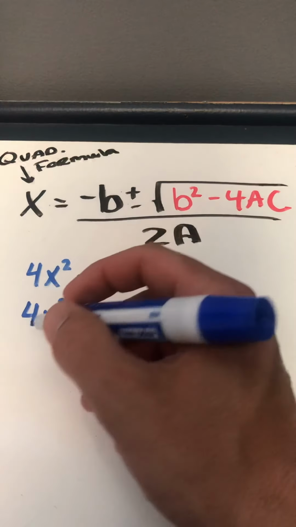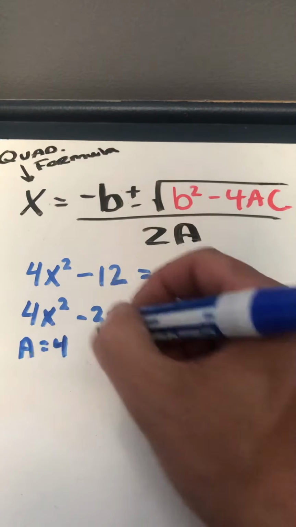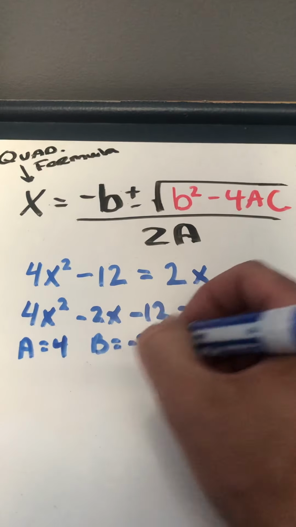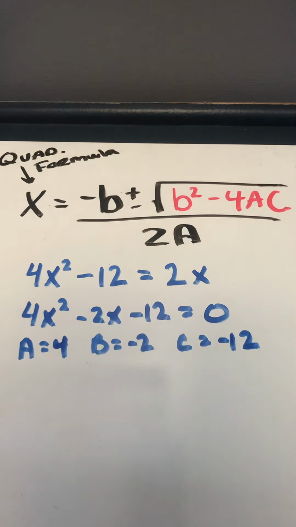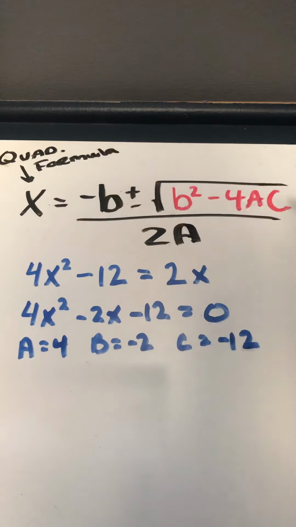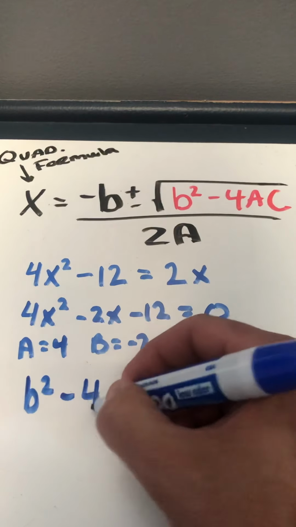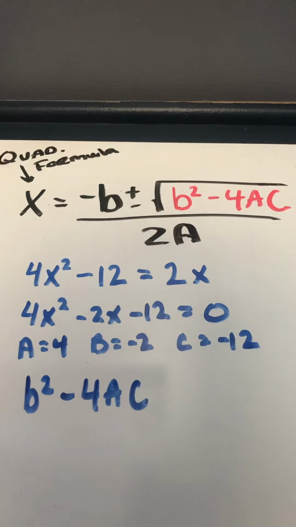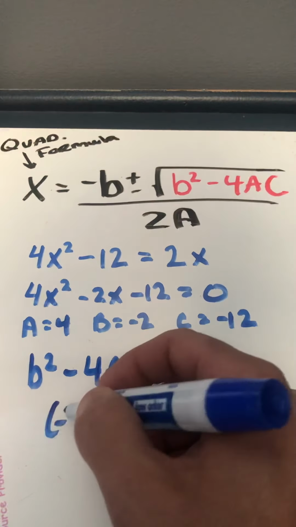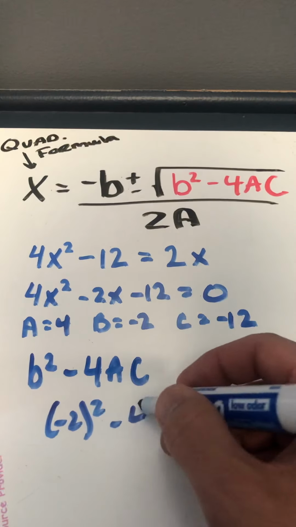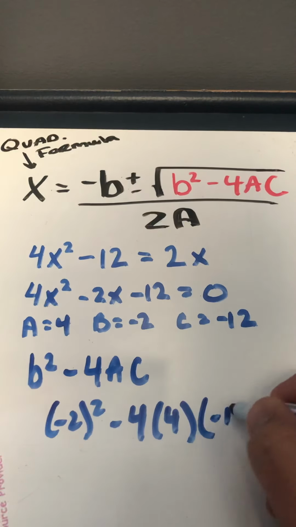Our next step is to identify a, b, and c. Our a value is 4, our b value is negative 2, and our c value is negative 12. We'll then use the red part here, the discriminant, and test for the value. It's just the b squared minus 4ac part. So in this case, our b squared will be negative 2 squared minus 4 times our a value times our c value.